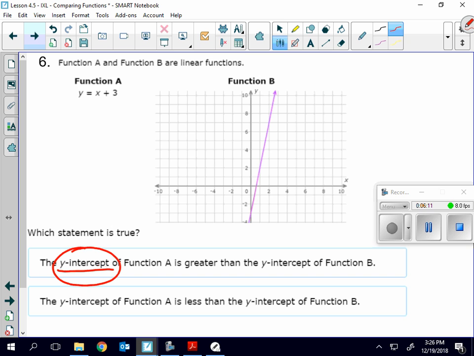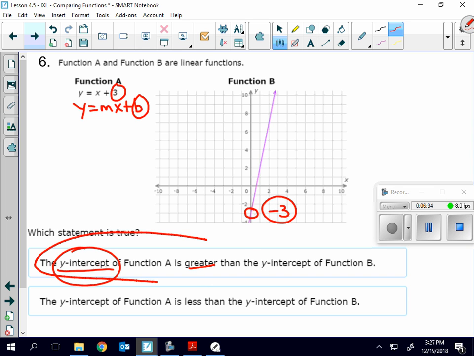The y-intercept, you guys know from an equation, is the b, which is this 3. And the y-intercept from a graph is where it hits the y-axis. That looks like negative 3. So we have a positive 3 and a negative 3. A is positive 3, so A is greater. Comparing 3 with negative 3.